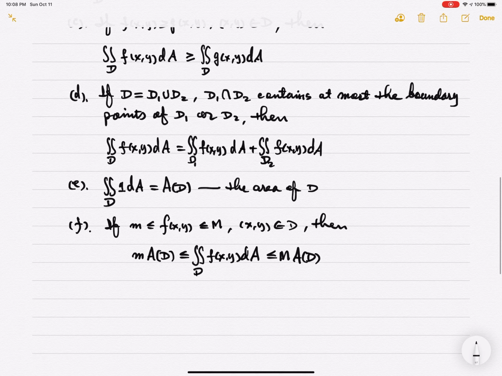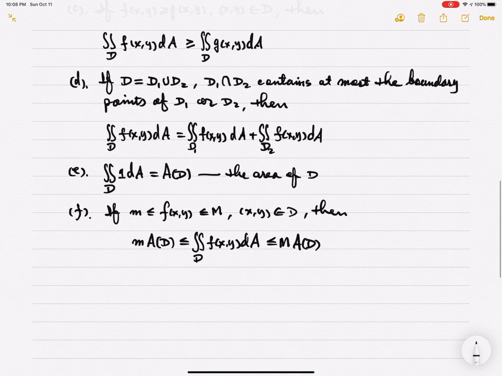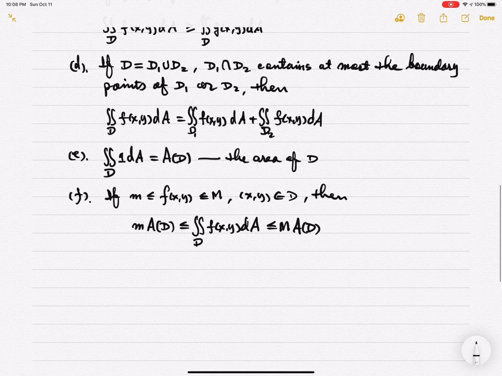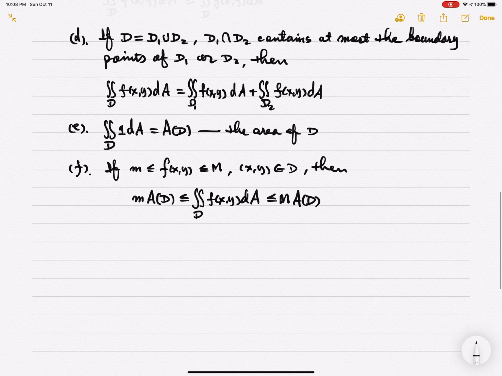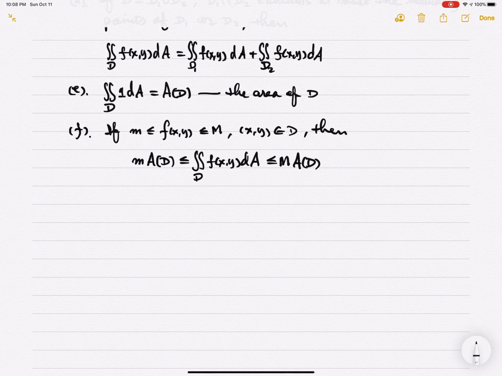Well, we had those properties for single integrals. You can compare them, and for the proofs you can use the definition of a double integral to prove each one of them. Of course, if you are interested, you should try to prove them by yourself. But the more important thing here is how to use them. Okay. So first of all, let's look at one example.